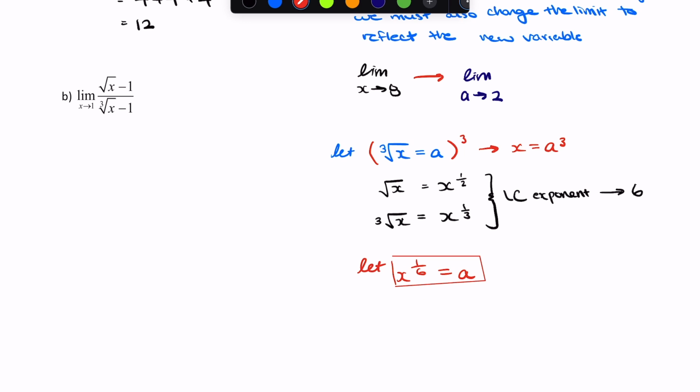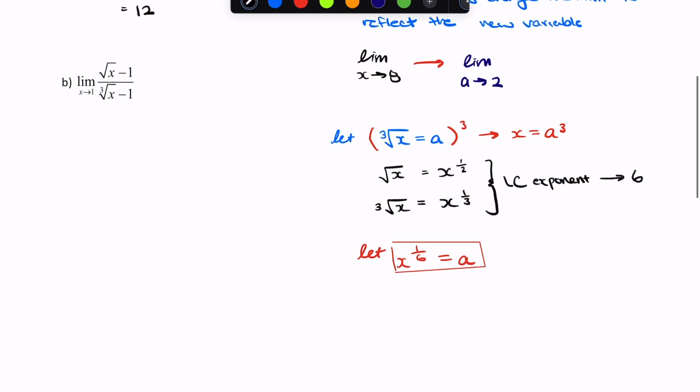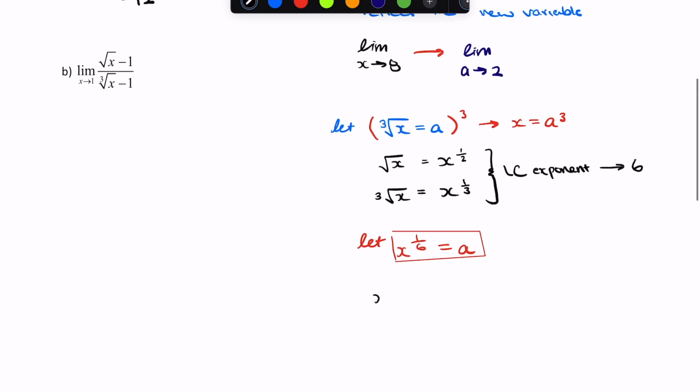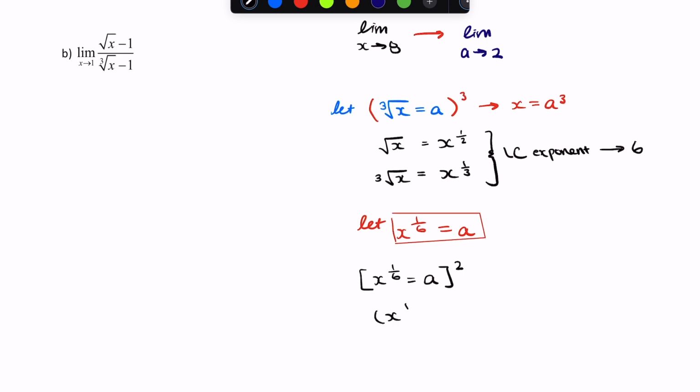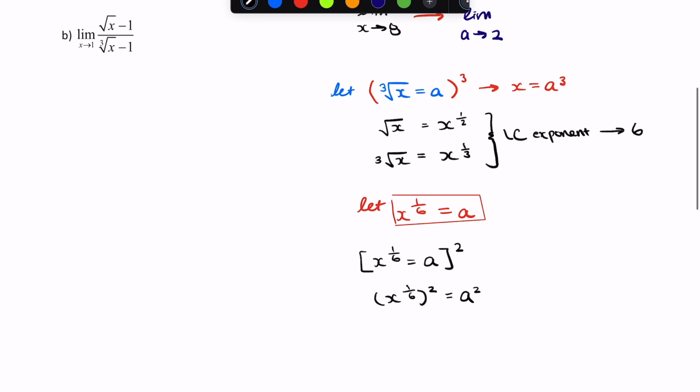And here, if we look at this, we have x to the power of 1 over 6 is equal to a. And if we square that, we get x to the power of 1 over 6 squared is equal to a squared. And here we see that x to the power of 1 over 3 is equal to a squared. And so that will help us when we're trying to sub in these values here.